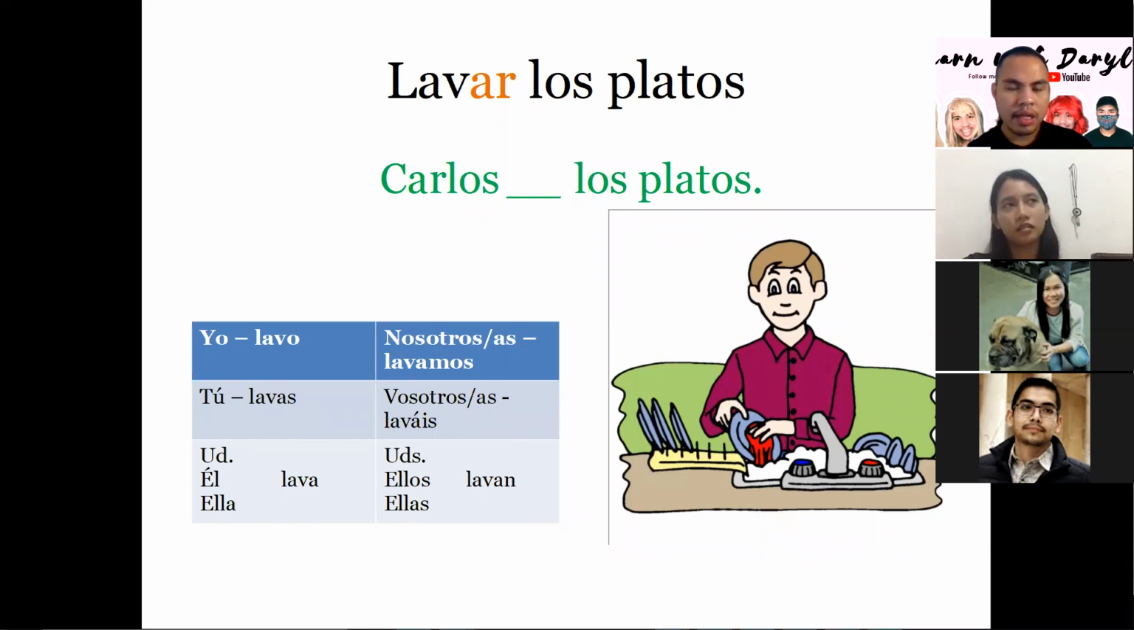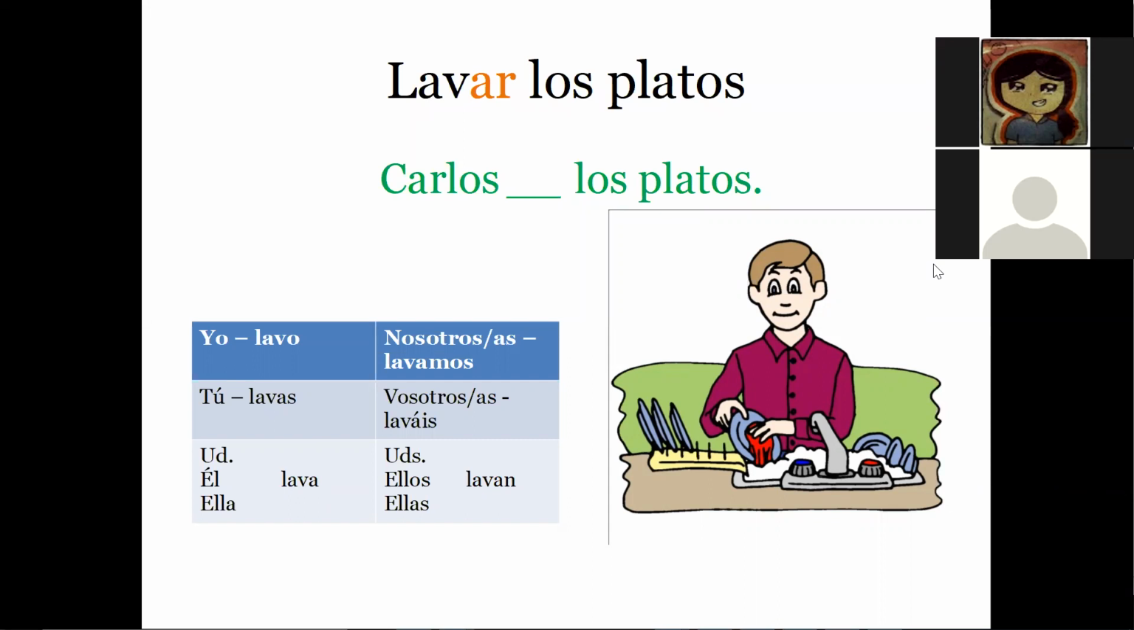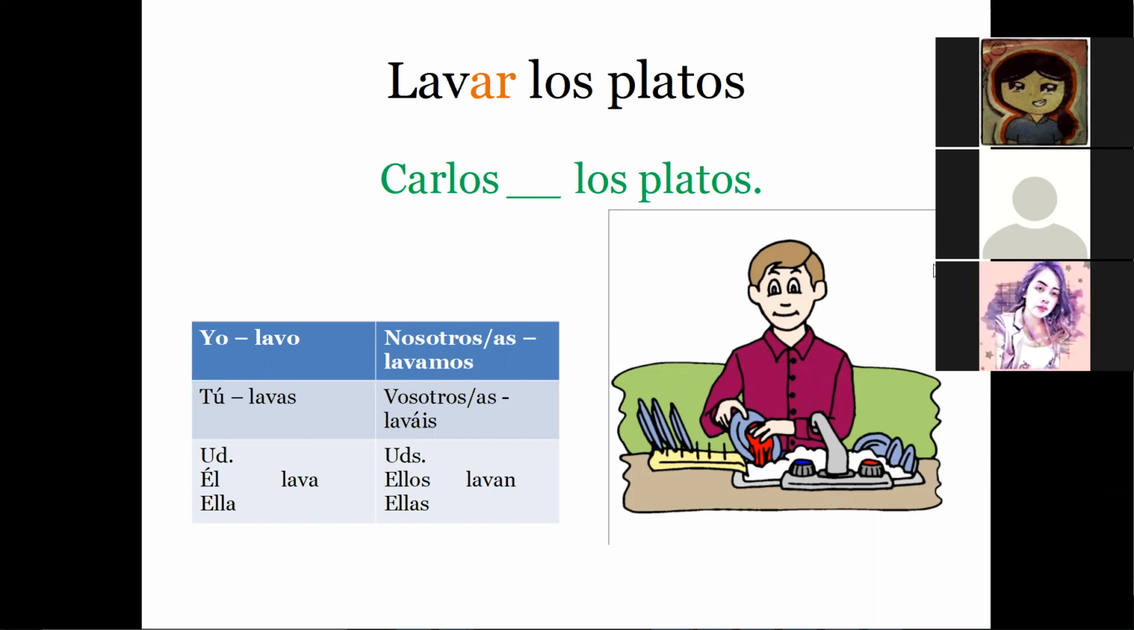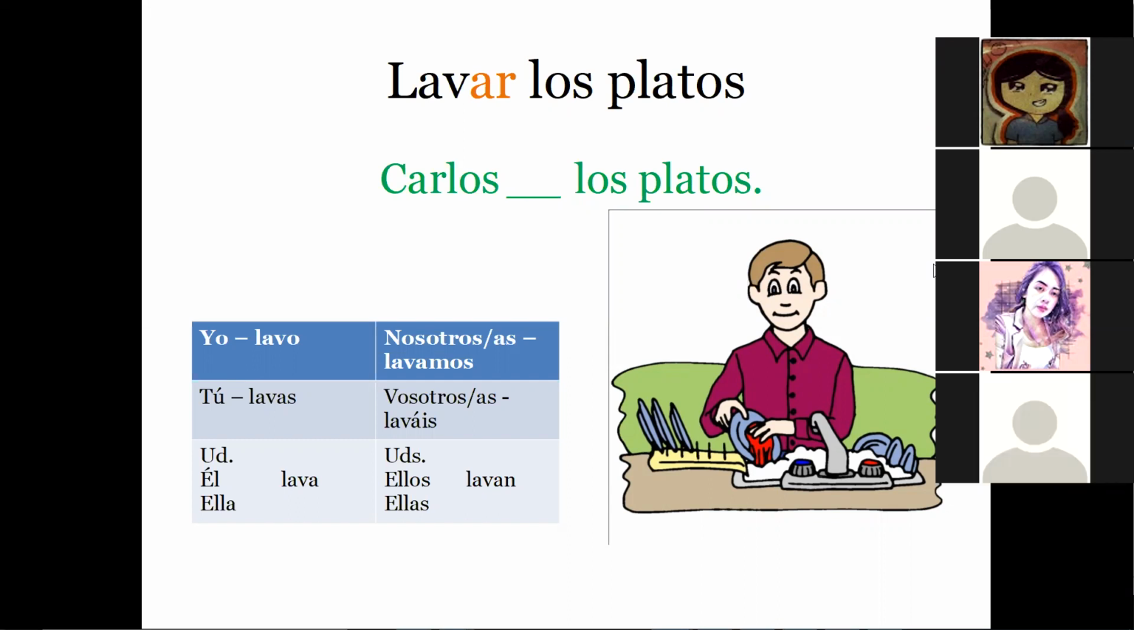Carlos. Okay. Leslie, can you read your answer, please? Carlos lava los platos. Okay. Carol. Carlos lava los platos. Xavier. Carlos lava los platos. Mary Rose. Carlos lava los platos. Matt. Carlos lava los platos. Okay, very well.